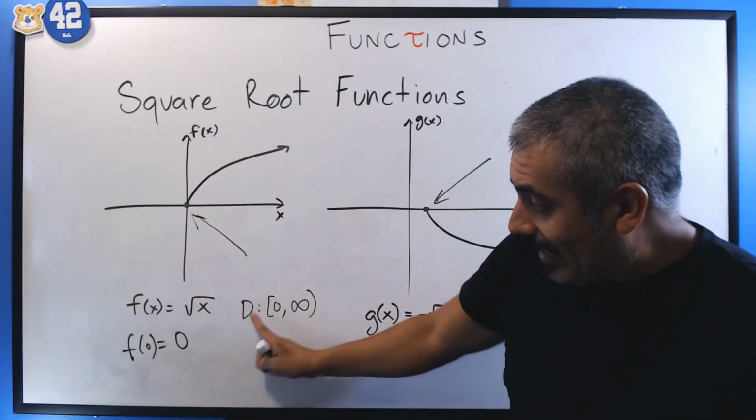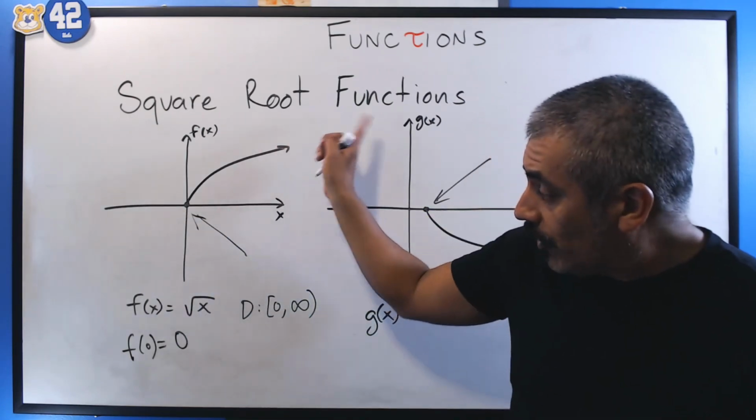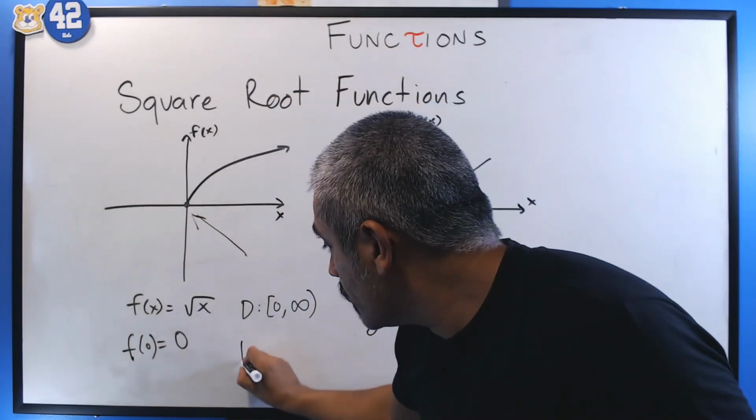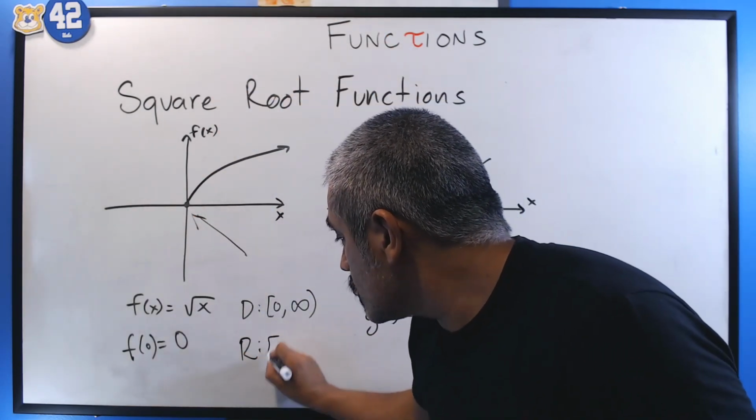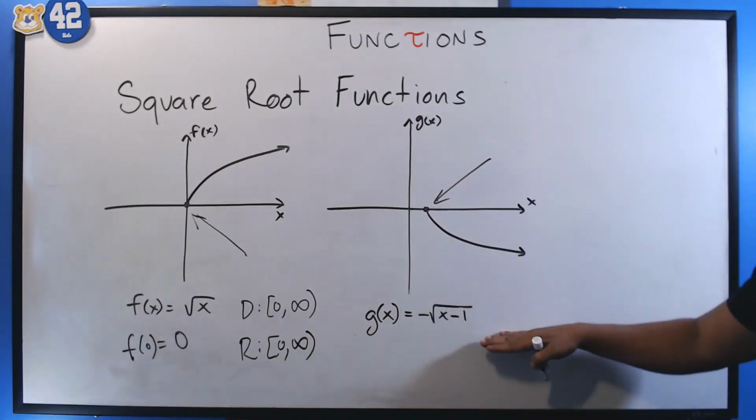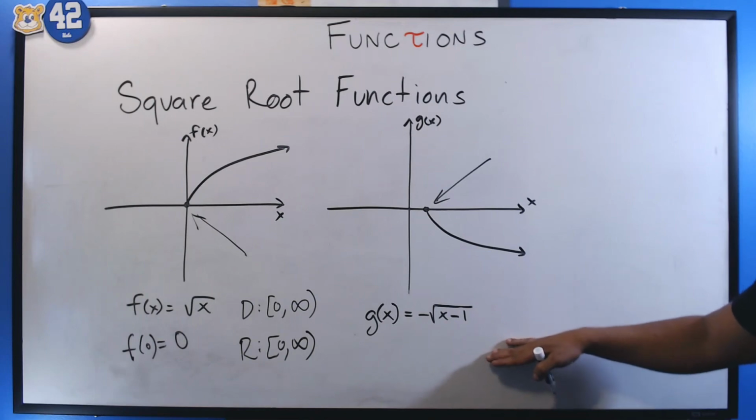So that's where the range begins. And since I know that this function opens upward, I know my range is going to go from 0 all the way to infinity. So I'm going to say range is going to start at 0 and it's going to go to infinity. In this case over here, we can do the same thing.